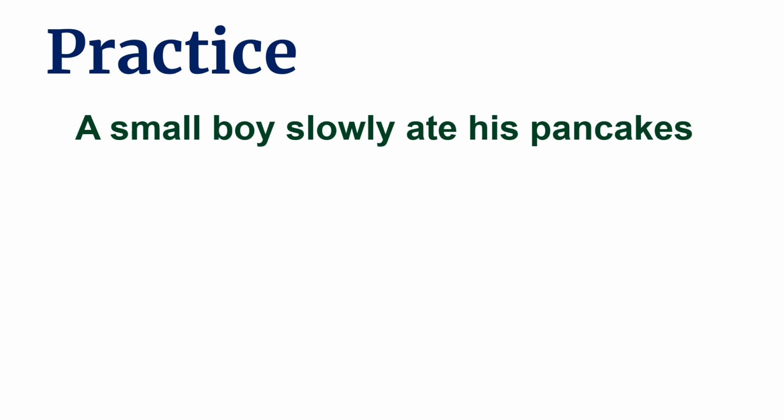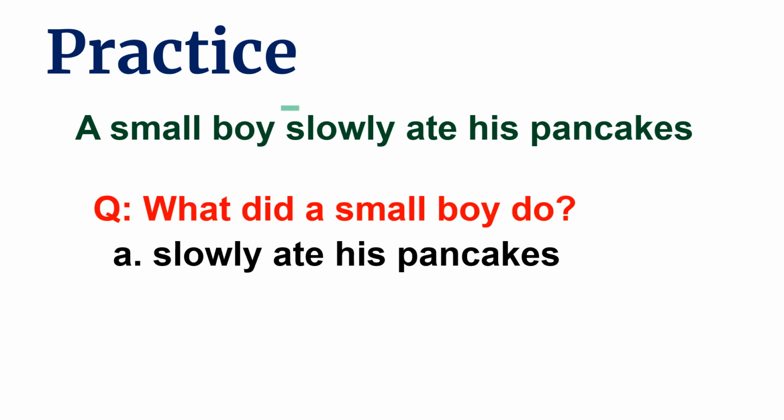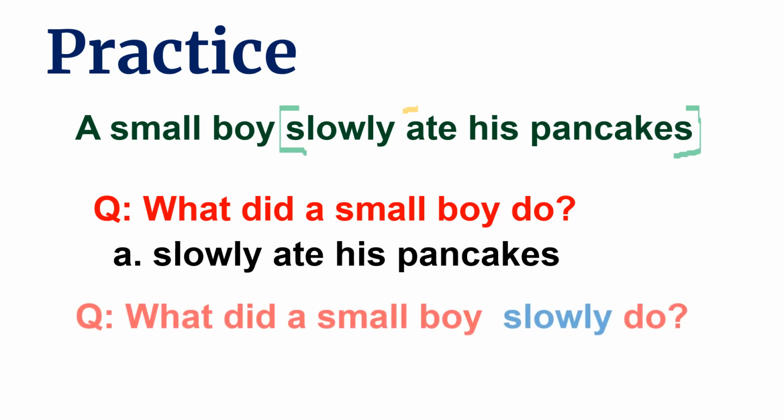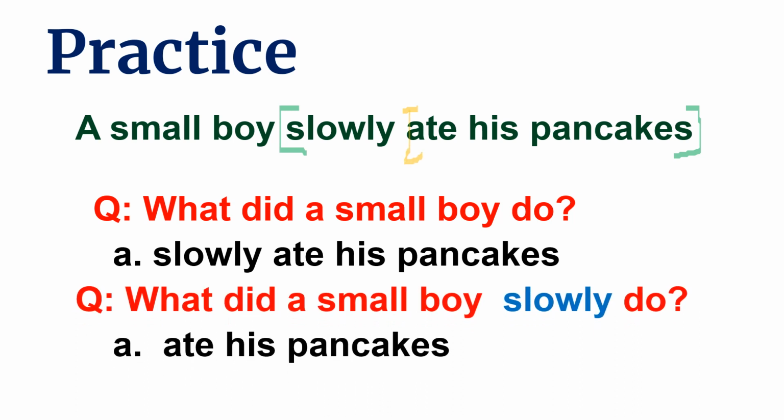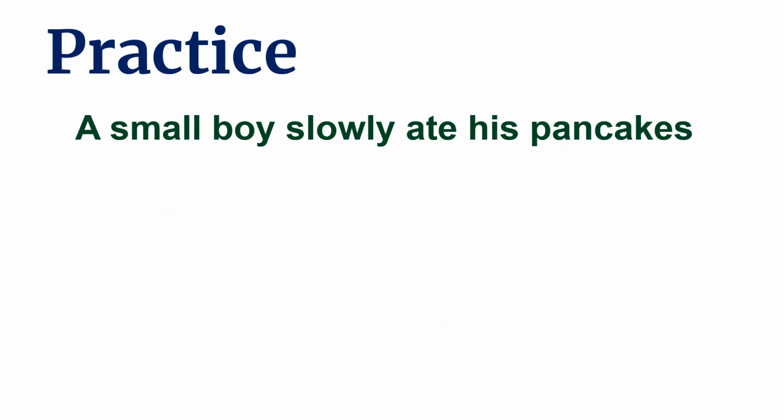And also, we could ask a question to find the constituents. What did a small boy do? We could respond, slowly ate his pancakes. What did the small boy slowly do? We could respond, ate his pancakes. So there's another constituent, ate his pancakes.